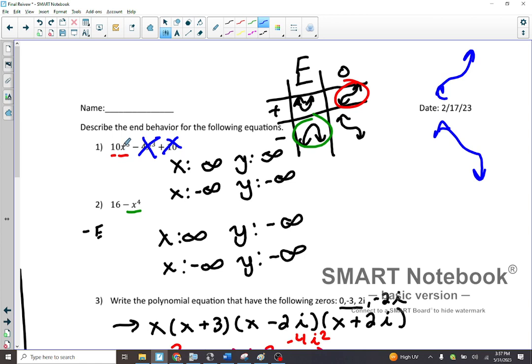So if you plugged in, let's say 10, this would be a big positive number, correct? So as you go positive, you get positive. Okay. If you plug in negative 10, that's going to be negative whatever big number, right? So it's negative infinity that way.